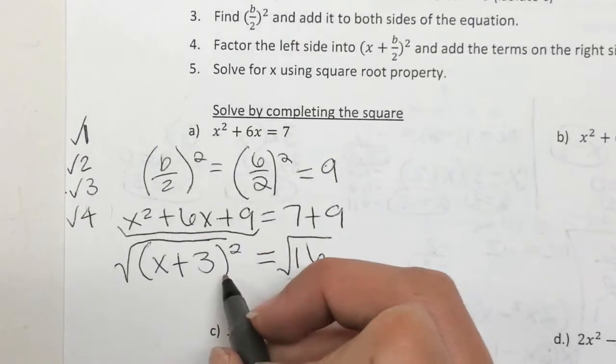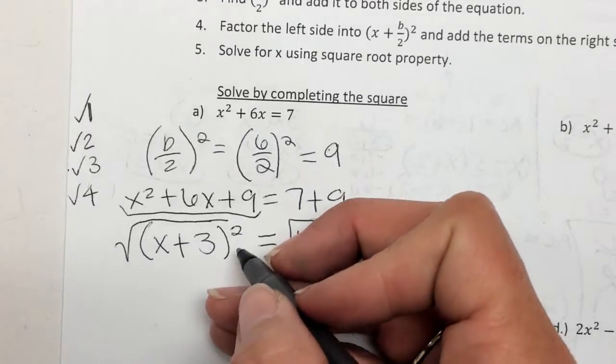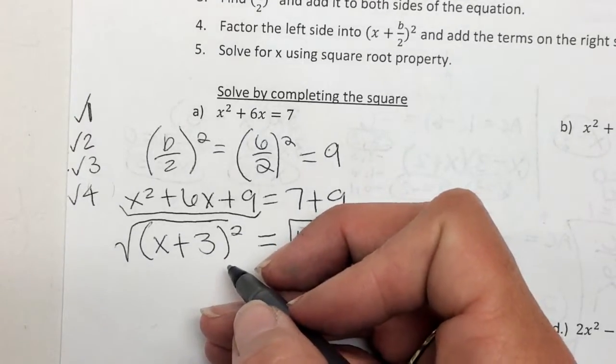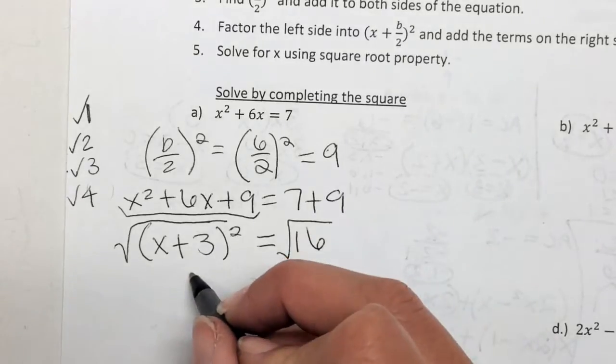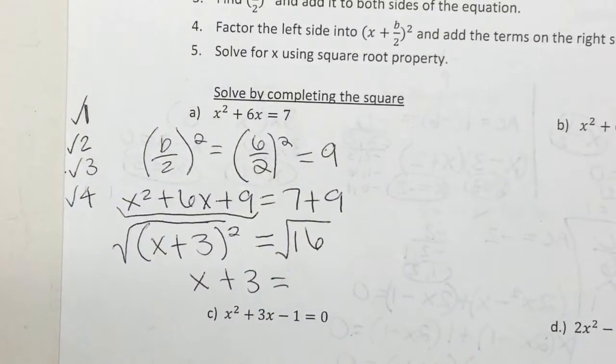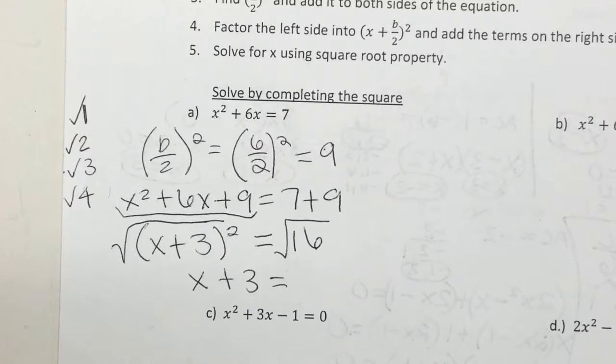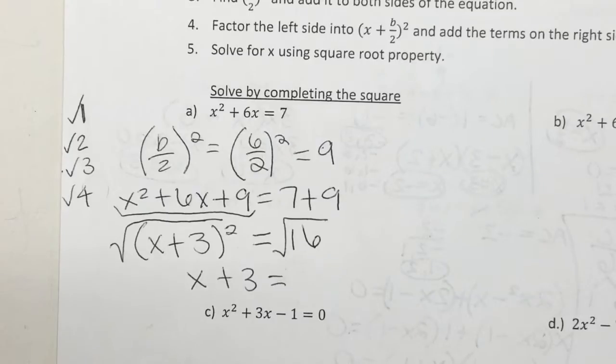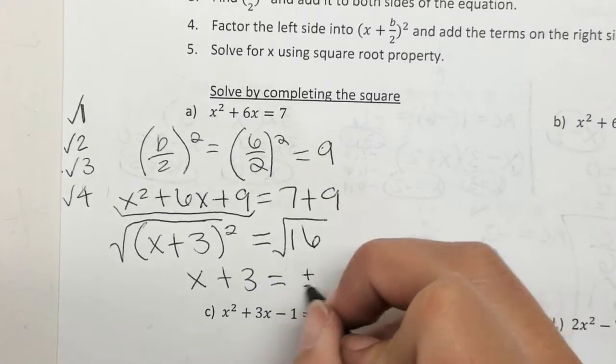Now, on this side, anything squared underneath a radical, what's that going to do? Just be itself. Good. And it's going to be what? Good. Equals plus or minus. Good. Can't you square a negative 4 and get a positive 16? Yes. So we're going to put plus or minus 4.